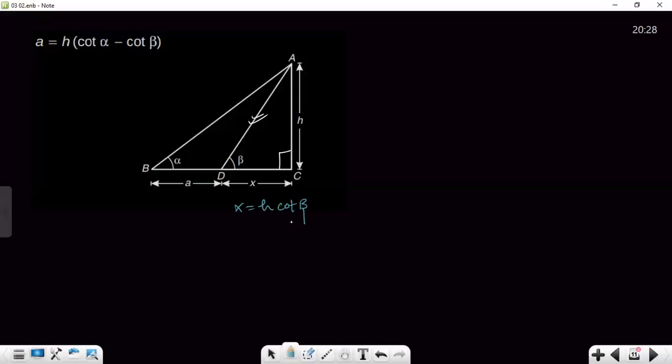Is that clear, everyone? Yes, sir. Because this is a right angle triangle. This is the theta, this is the height, and its base will be this. Now discussing about the whole bigger ABC right angle triangle. The base BC is equal to H into cot of angle alpha. Now BC is what? BC can be written as A plus X.